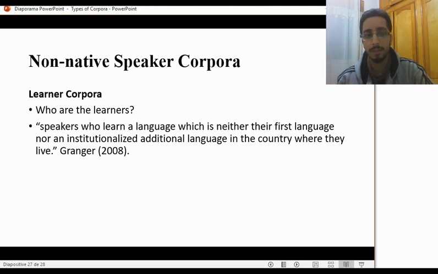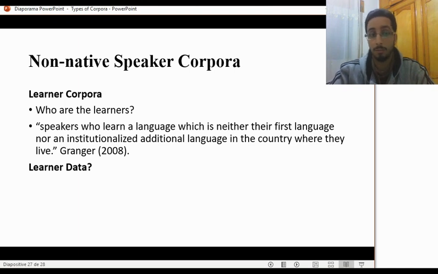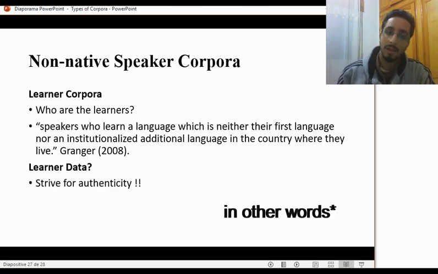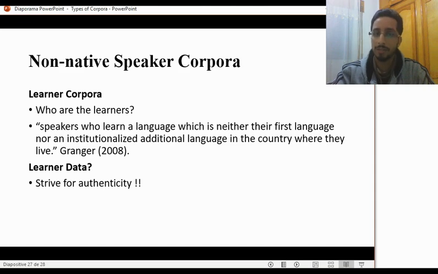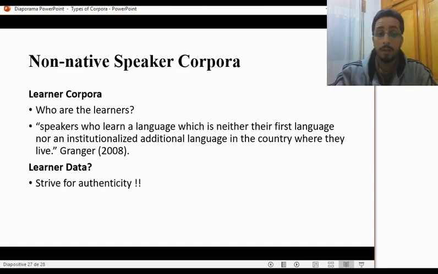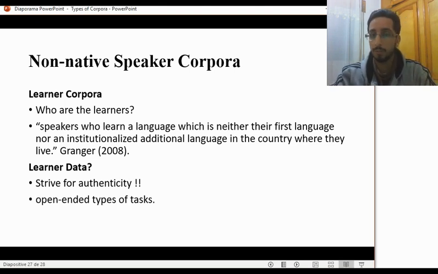Now, the challenge here is, since the language is not really spoken in the country, then how can you collect the data? How can you make people use the language naturally if the language is not even spoken in everyday interactions and normal conversations? In other words, how can you strive for authenticity if the language is not even spoken? Well, the best way to do that is through open-ended types of tasks. So you give your informants the freedom to choose whatever words they want, whatever syntactic structures, etc. So that you can strive for authenticity.